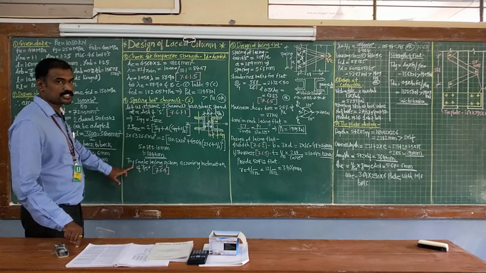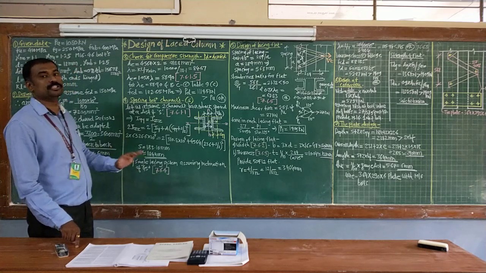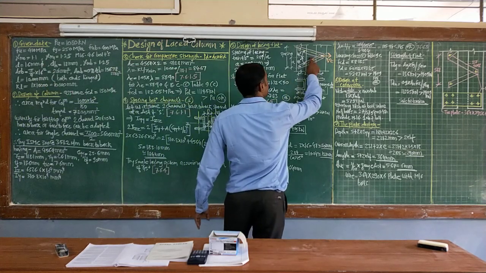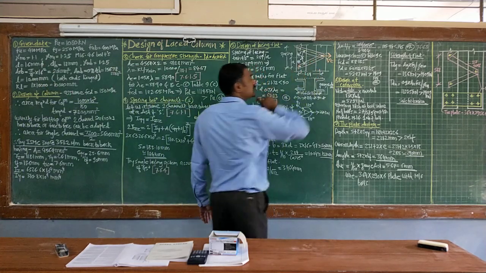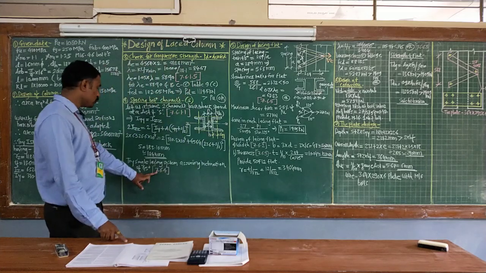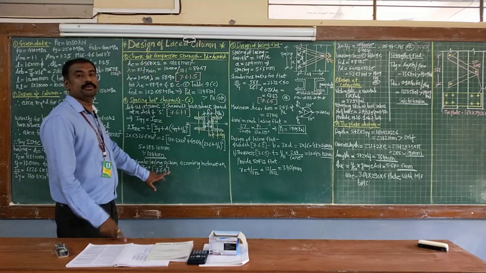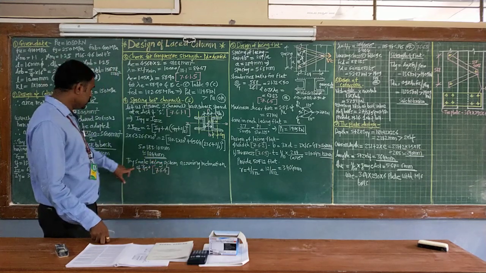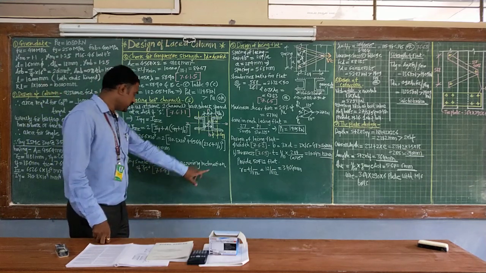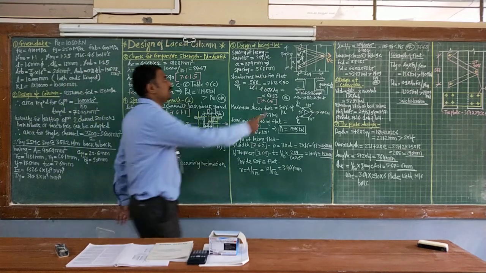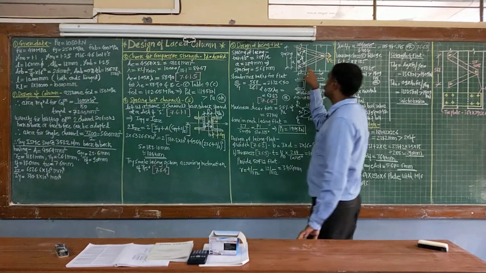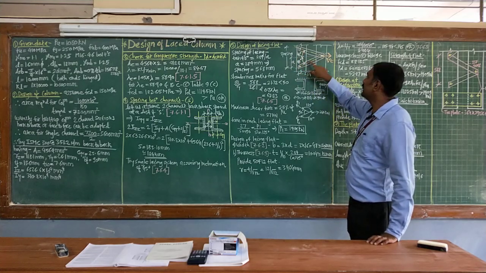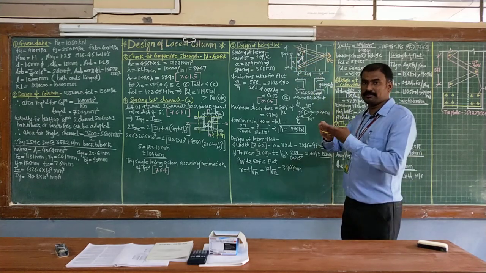For designing the lacing system, initially we are going to assume the inclination of the lacing system. That inclination is the center line of your lacing flat with the horizontal axis. According to clause 7.6.4, it should be 40 to 70 degrees. Correct? So we are assuming 45 degrees. Try a single lacing system assuming an inclination of 45 degrees. So the sketch we get is inclined with the horizontal axis at 45 degrees. It is a single lacing system overlapped with each other.